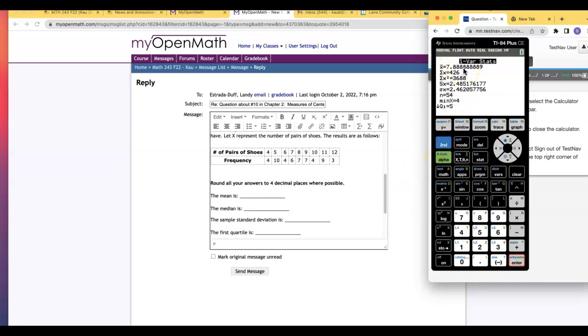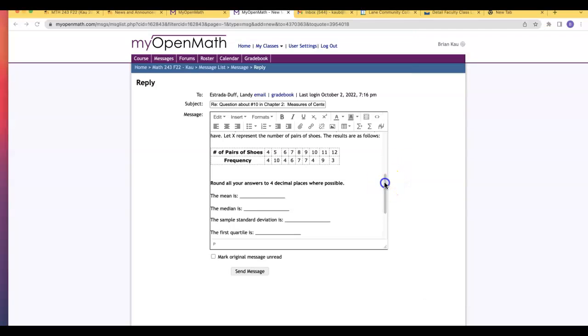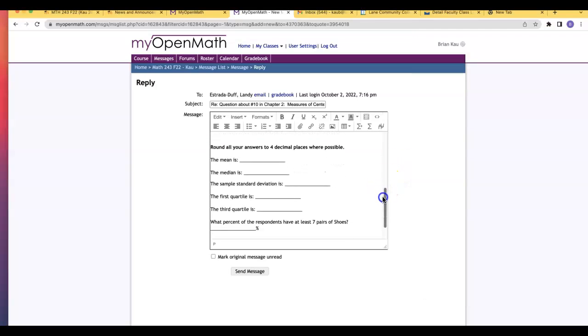All right, now to answer these questions, your mean is 7.8888. The median is, if we scroll down, we'll see the median. The median is 8. Sample standard deviation is Sx, 2.485. Then the first quartile is right there, number 5. The third quartile is 10. The maximum is 12. So we can answer all of those questions.